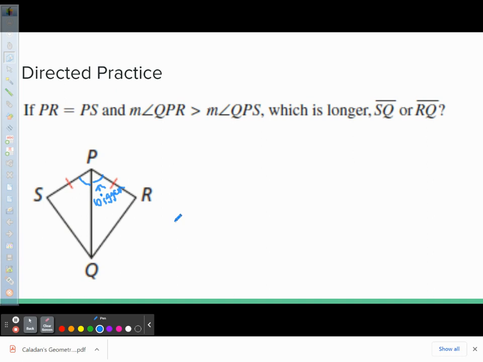So they want us to compare the length of SQ, which is this side, to the length of RQ. Andrew, what would you say about this? Or no, they're not wanting us to compare it. They're asking which one's longer, SQ or RQ. What would you say? RQ. Why is RQ longer? Because since QPR is a bigger angle, QR would be longer than SQ. Yeah, because this angle's bigger, so its opposite side, which is RQ, would also be bigger than the other opposite side. That's all you gotta put, RQ is longer.